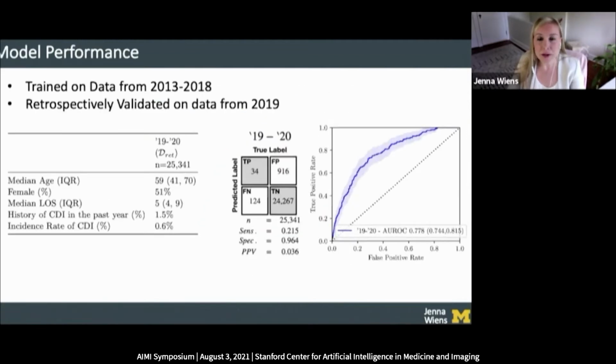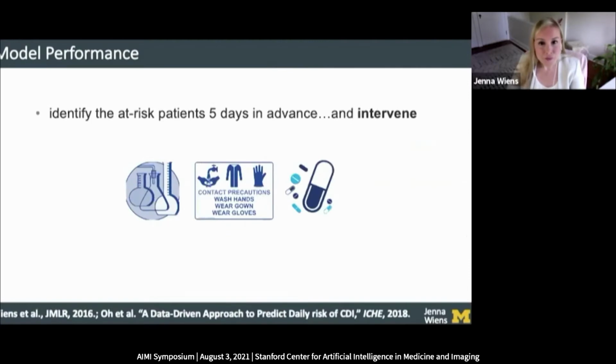We developed the model on patient admissions spanning 2013 to 2018 and validated on data from over 25,000 encounters in 2019. The model achieved an AUROC close to 0.8 and a positive predictive value 6 times the baseline incidence. Moreover, we showed that we can accurately identify at-risk patients 5 days in advance of clinical suspicion.